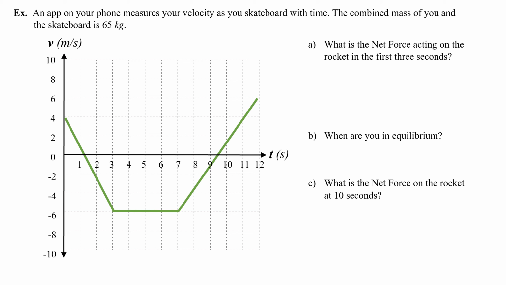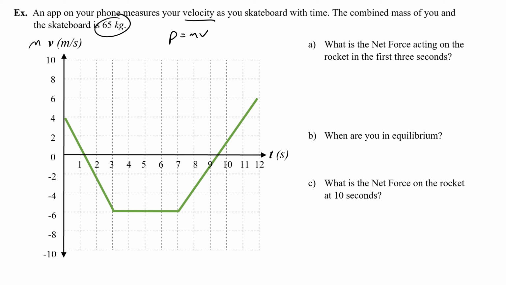An app on your phone measures your velocity as you skateboard with time. The combined mass of you and the skateboard is 65 kilograms. Okay, so here we can talk about the relationship between momentum versus time graphs and velocity versus time graphs. Momentum is just mass times velocity. So if you take this 65 kilograms and multiply the velocity side, then you get mv, the momentum.